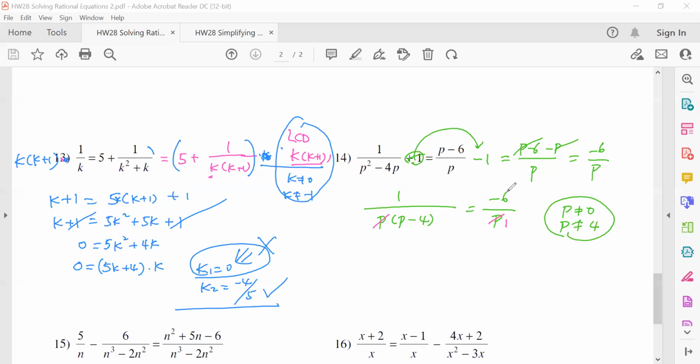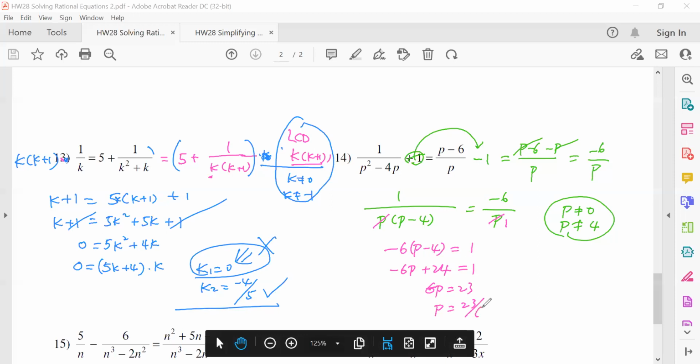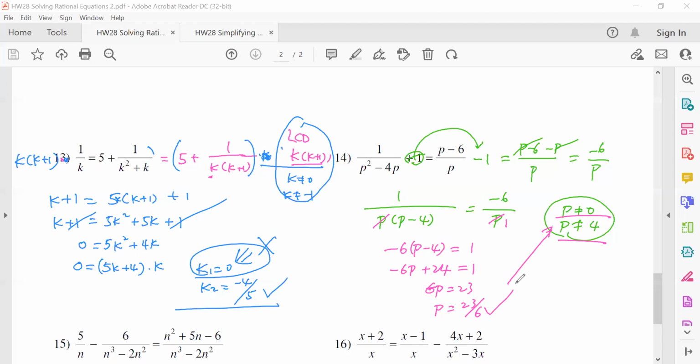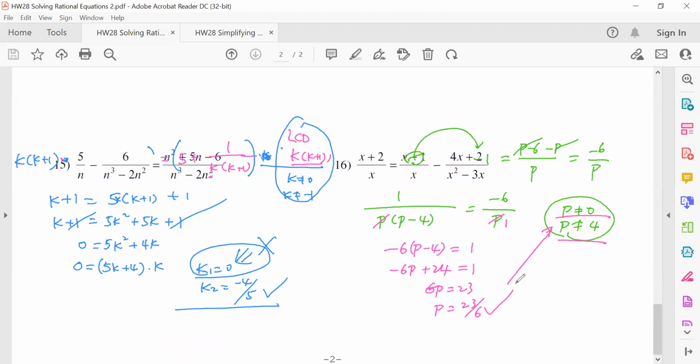All right, use the crossing. This crossing, so -6 times p minus 4 equals 1. So we do a proper transform again. Equals 1, right? So 6p equals 23. p equals 23/6. So they didn't conflict here. So this answer is right here. Okay, let's move to 15. If you have any questions, just don't hesitate to ask. All right.